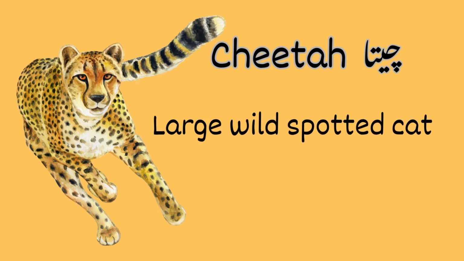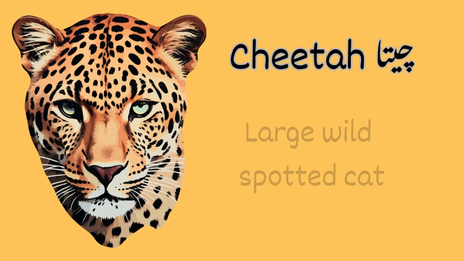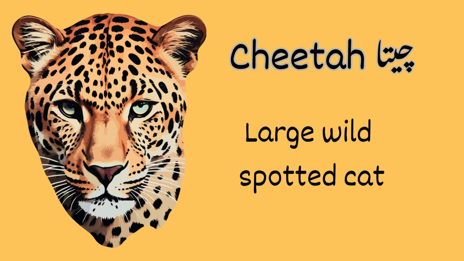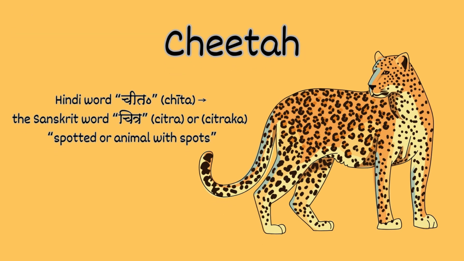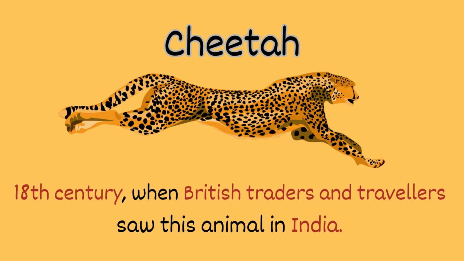Cheetah. The word cheetah in English refers to a large wild cat known for its incredible speed, found in Africa and parts of Asia. It comes from the Hindi word cheetah, which is derived from the Sanskrit word citra, meaning spotted. The English language took this word in the 18th century, introduced through British colonial encounters with India, where the cheetah was commonly used for hunting.